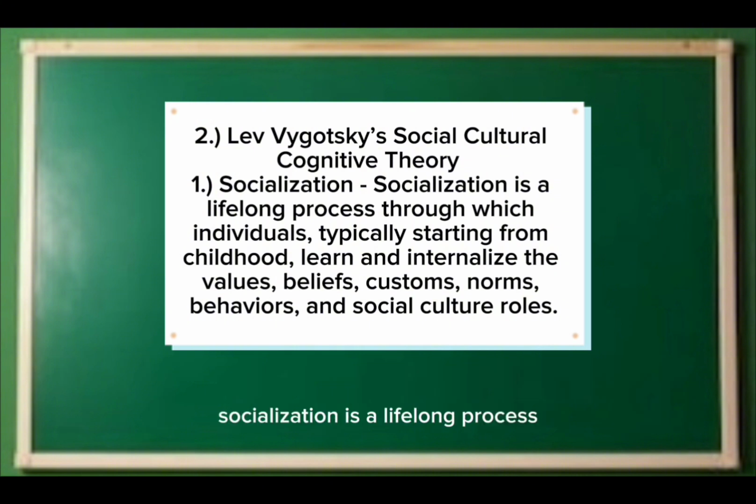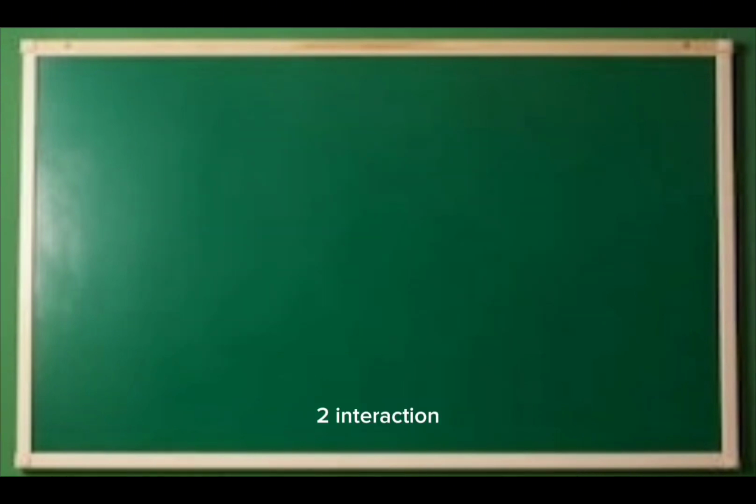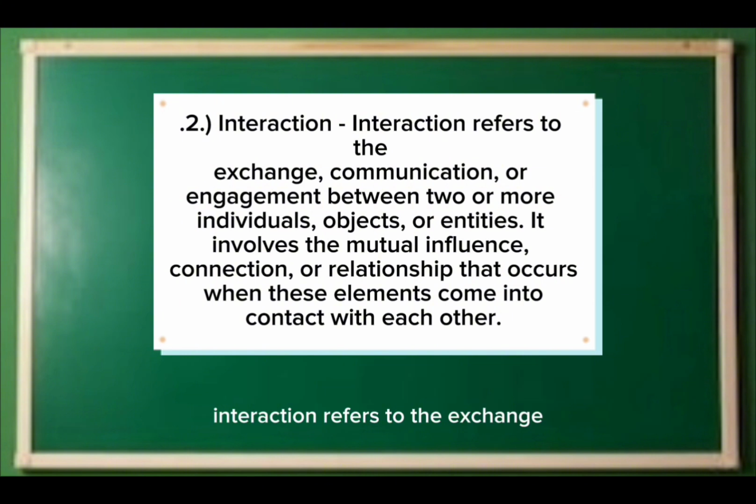Socialization. Socialization is a lifelong process through which individuals, typically starting from childhood, learn and internalize the values, beliefs, customs, norms, behaviors, and social roles of their culture and society. It is a fundamental aspect of human development and involves acquisition of the knowledge and skills needed to function effectively within a particular social group. 2. Interaction. Interaction refers to the exchange, communication, or engagement between two or more individuals, objects, or entities. It involves the mutual influence, connection, or relationship that occurs when these elements come into contact with each other.